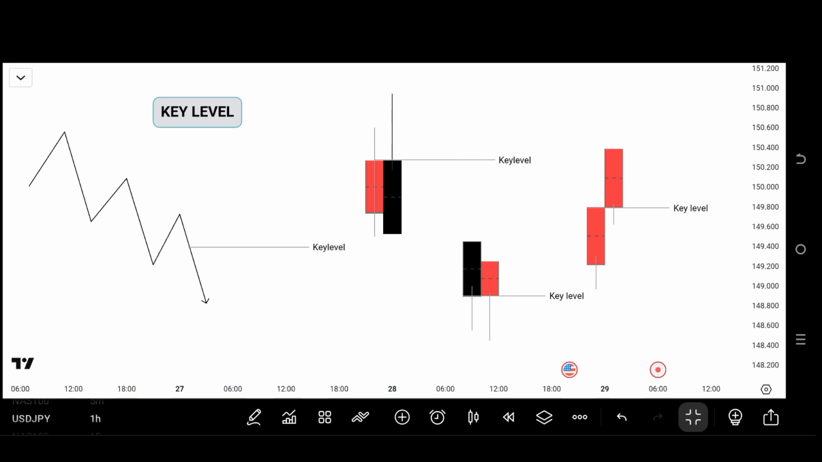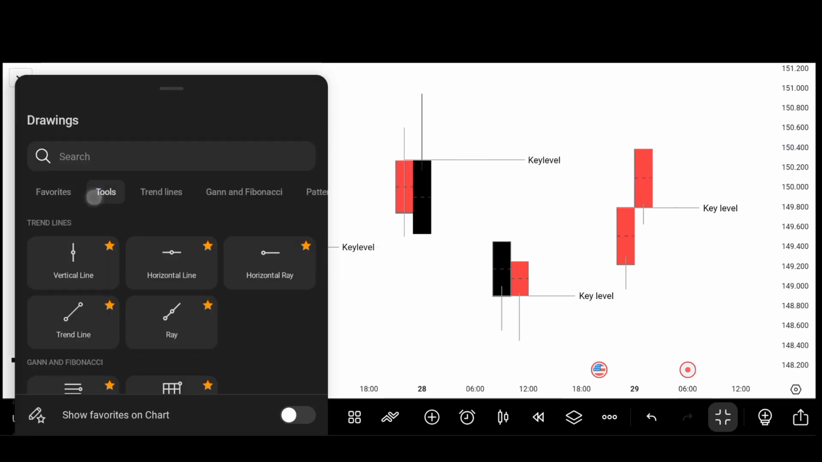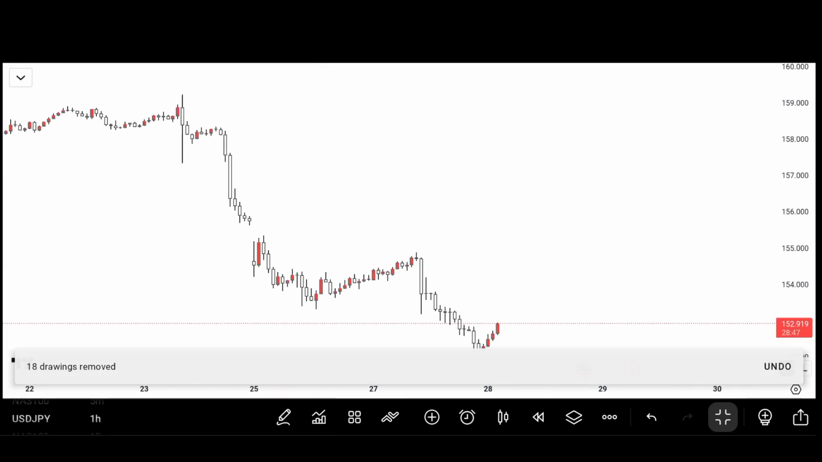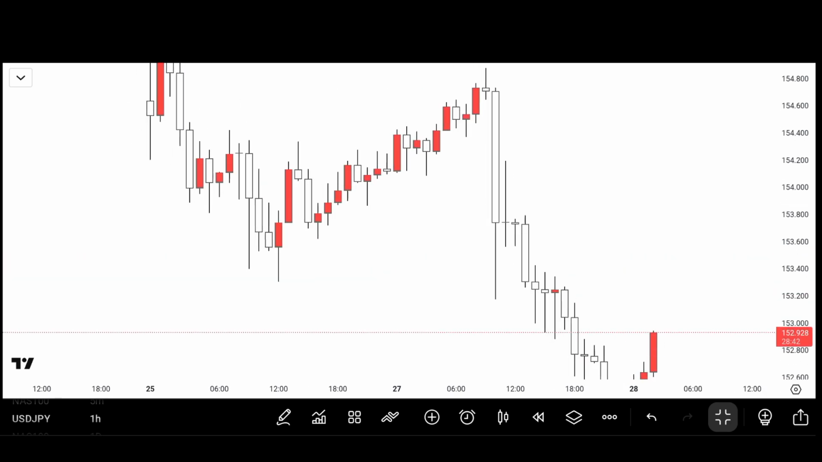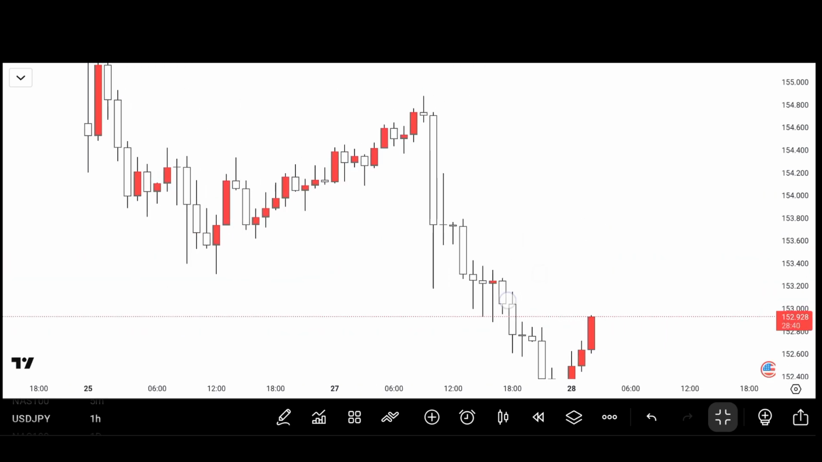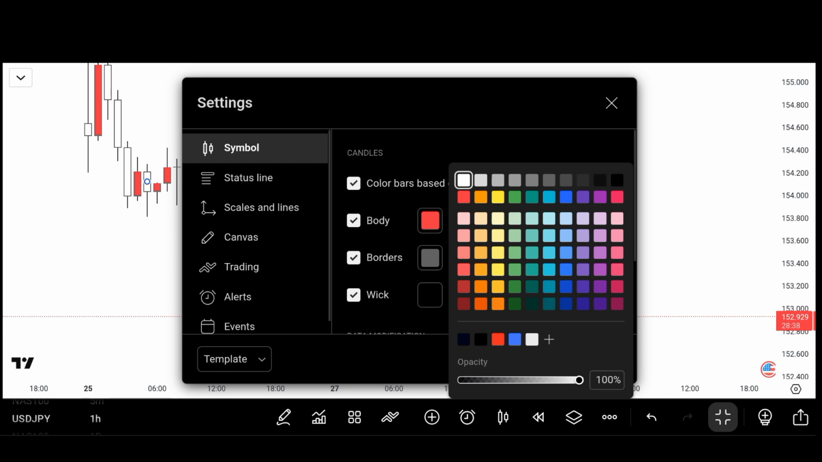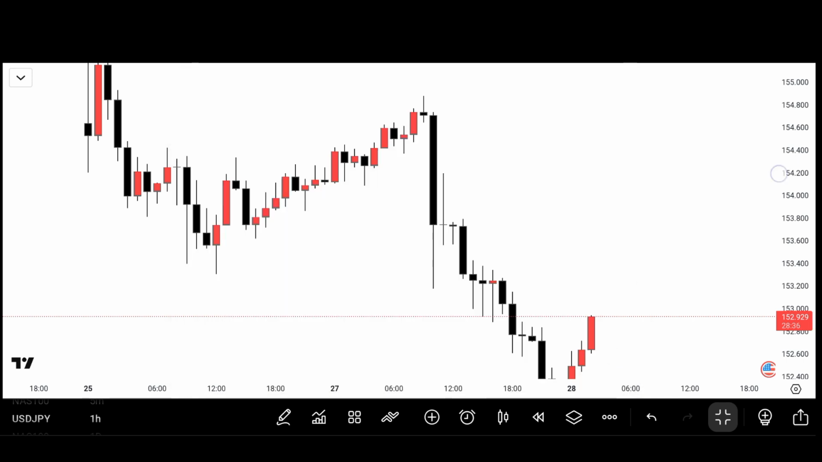Okay, that has been saved. Now let's go into the chart and look at some of these key levels. So now we're inside the chart. I would happily use a color maybe you guys can relate to, the red and the black. Let me switch this guy to a black color.